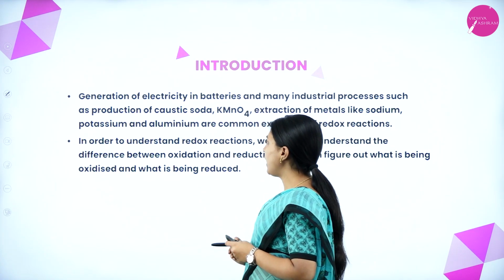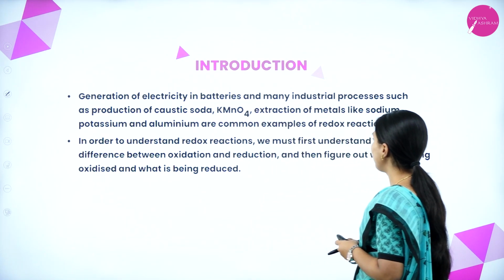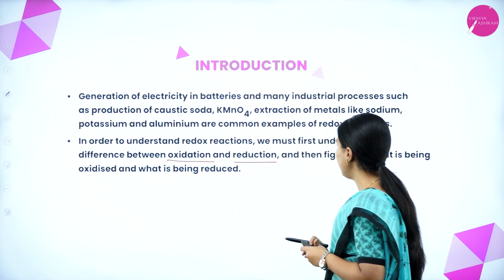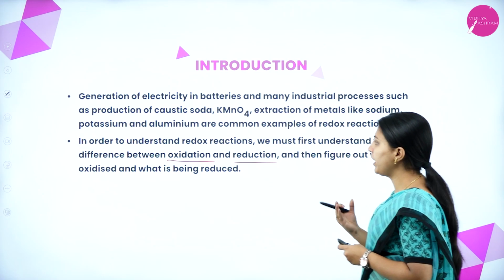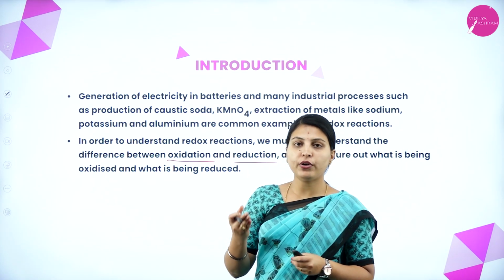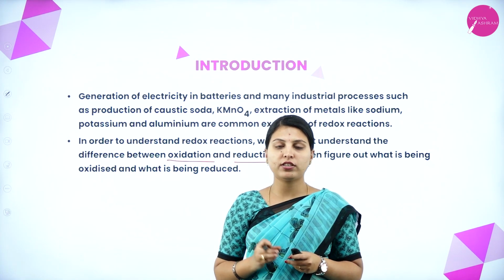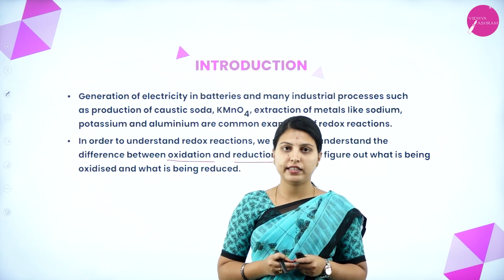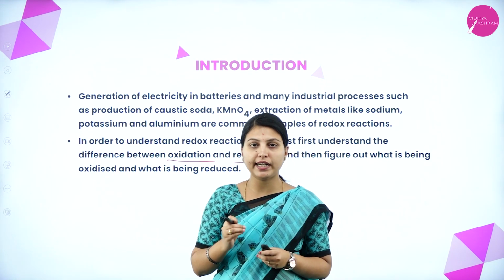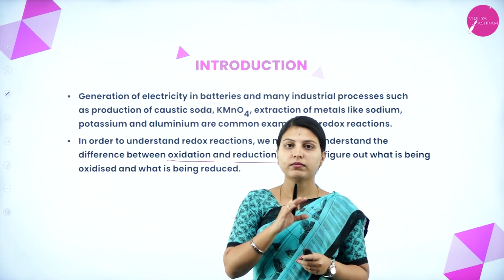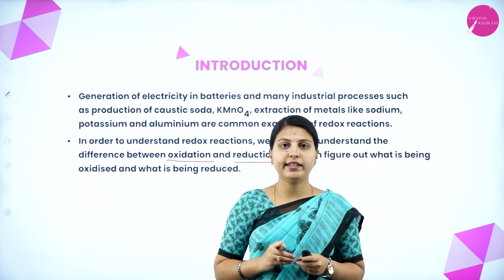In order to understand redox reactions, we must first understand the difference between oxidation and reduction, and then figure out what is being oxidized and what is being reduced. Yes, before going to understand the complete redox reaction, you have to bifurcate what is oxidation and what is reduction, and understand the individual reaction mechanism. Then you have to see the overall net reaction.